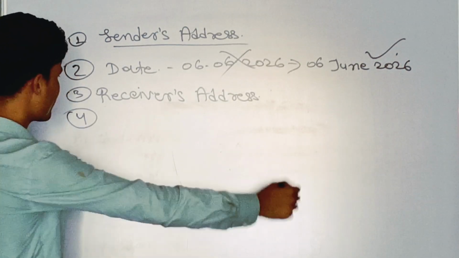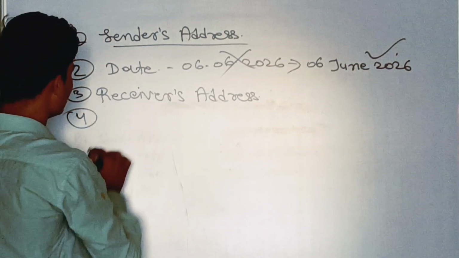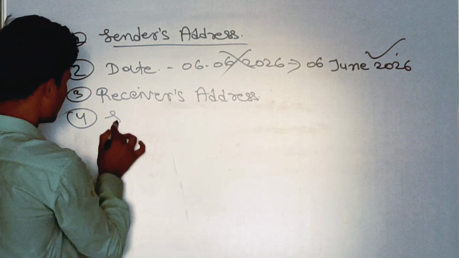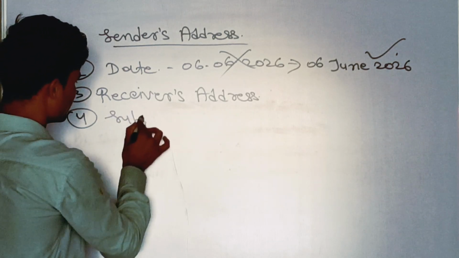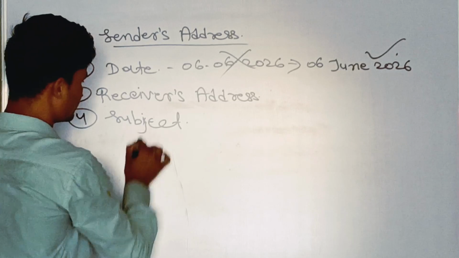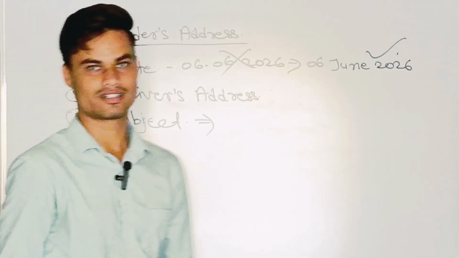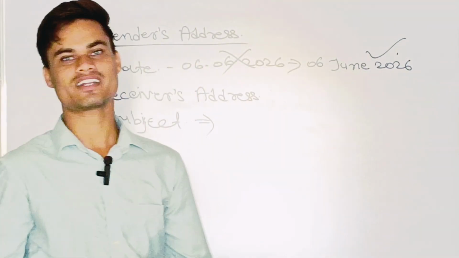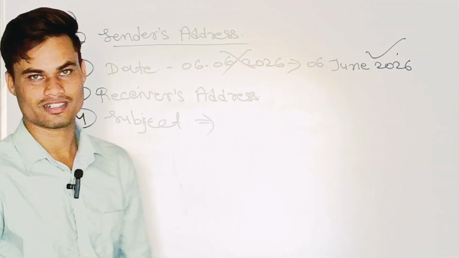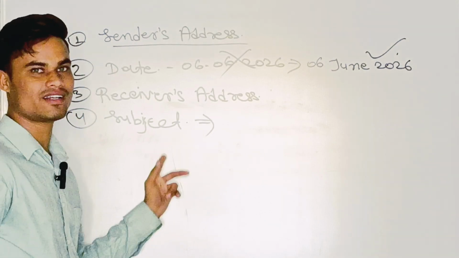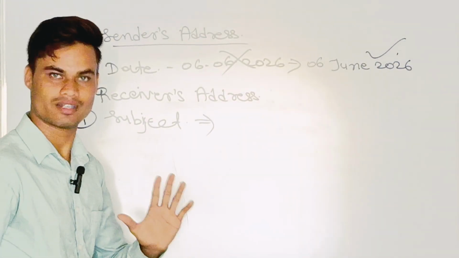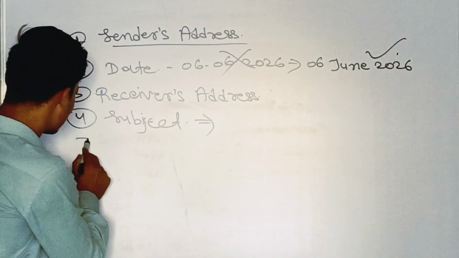Fourth thing, after mentioning the receiver's address, you have to mention the subject. Subject means what is the reason to write a letter to the editor. That you will have to mention in one line in the subject. Clear?